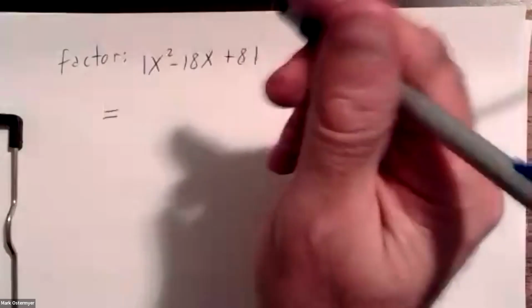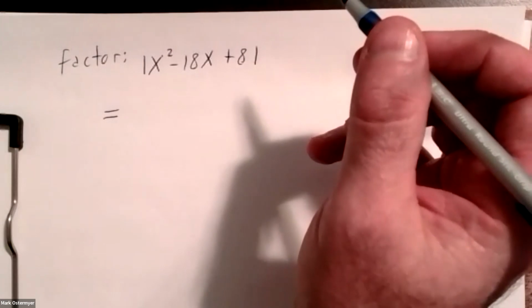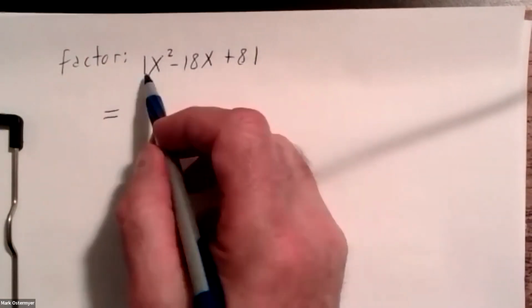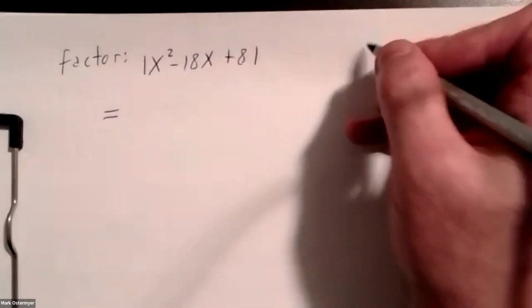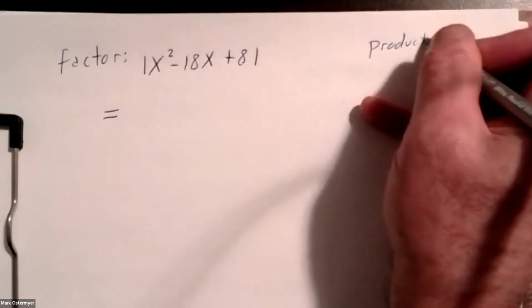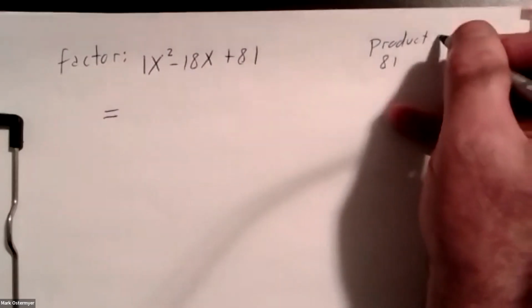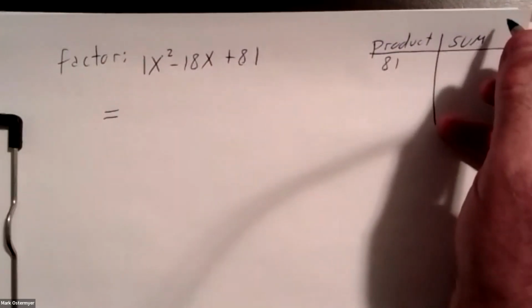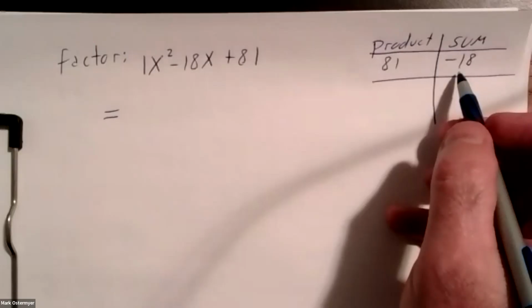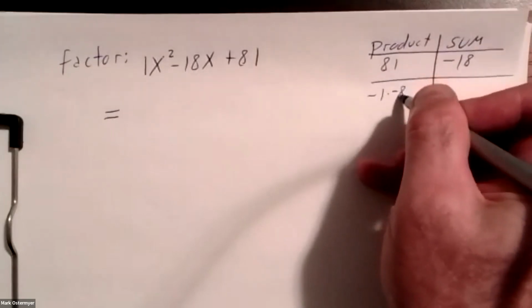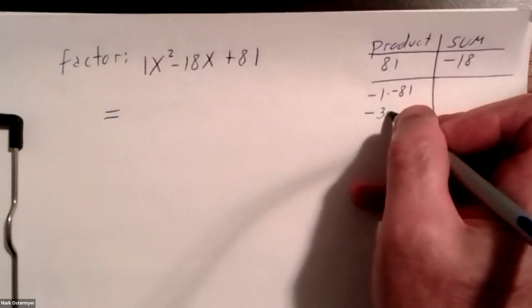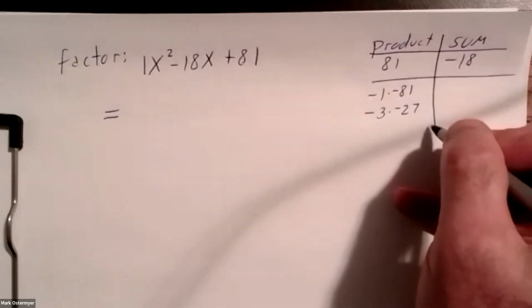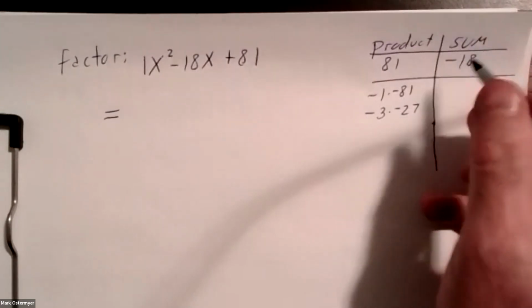So that being the case, we're going to try to factor this as a trinomial with a leading coefficient of 1. I need two factors of 81 that sum up to negative 18. So my product is 81, and my sum is going to be what? Negative 18. Now, what are factors of 81 that sum up to negative 18? Negative 1 and negative 81? Nah, these add up to negative 82. Negative 3 and negative 27? Nah, these add up to negative 30. They've got to add up to negative 18.